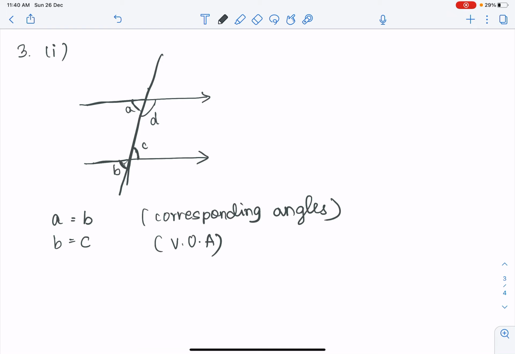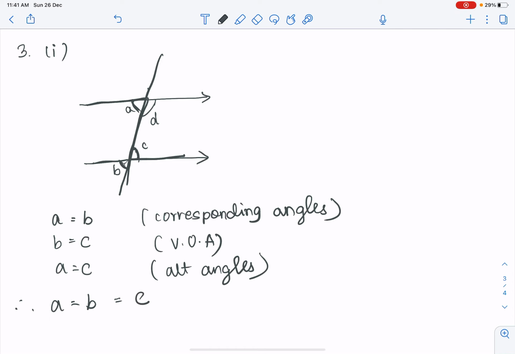So you can write that A is equal to C, because of alternate angles, right? Z shape is being formed. So write alternate angles. Hence, you can say that A is equal to B and B is equal to C. So this will be your answer, right?